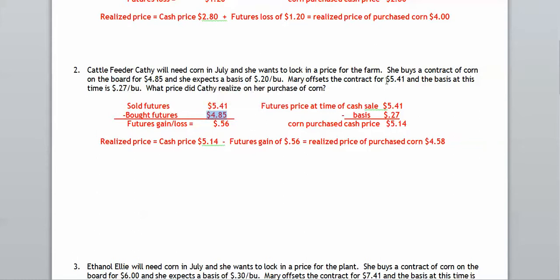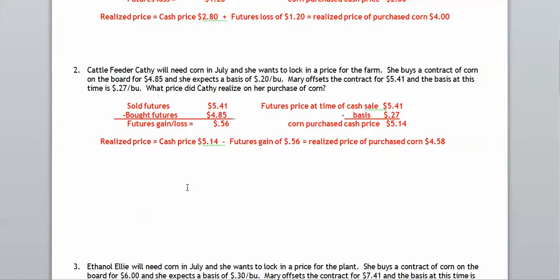She offsets the contract at 5.41. So she bought for 4.85, sold at 5.41. That's a gain of 56 cents. Futures price at the time of cash sale is the 5.41. You subtract basis. Basis is under here in Iowa typically, so corn purchased at cash price at 5.14.